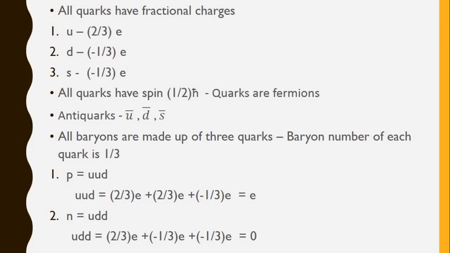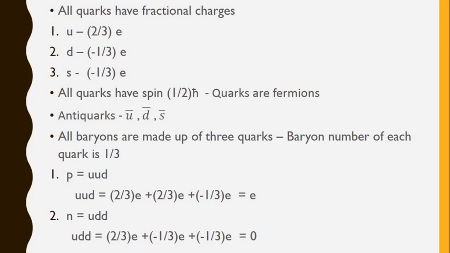Let's check for charge conservation, whether the charge is conserved or not. We know the proton has positive e charge. So let's add the charges of the individual quarks: U having 2 by 3 e, again U having 2 by 3 e, and D having minus 1 by 3 e. Adding, you get e, the charge of a proton. So the proton is composed of 2 U quarks and a D quark. Now another baryon is the neutron.